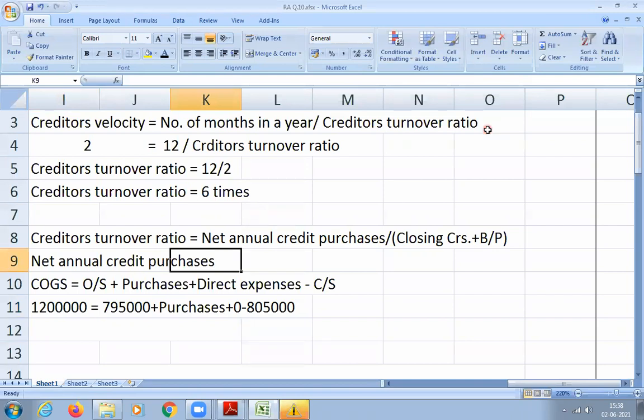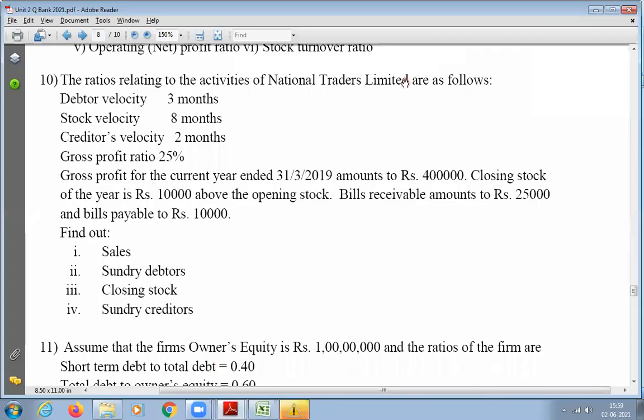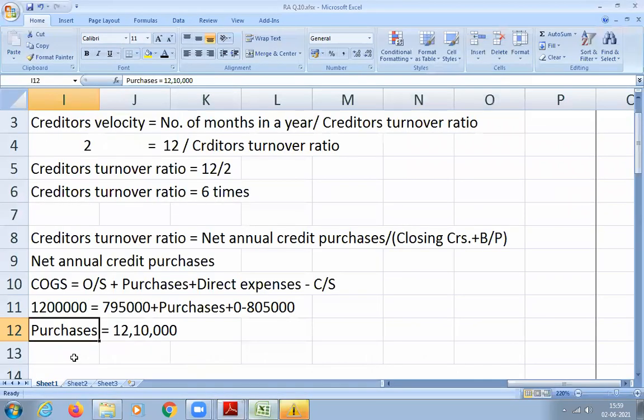12,10,000, sir. 12 lakh 10,000 is correct. So now I got purchases. I know CTR is 6 times. I don't know closing creditors, but I know the bills payable. How much is bills payable, students? 10,000. Let us substitute now, whatever we know.